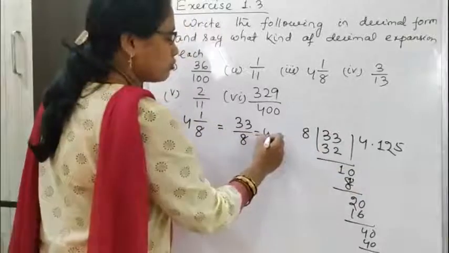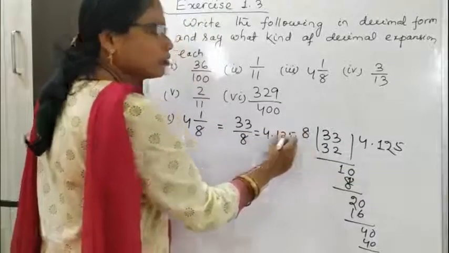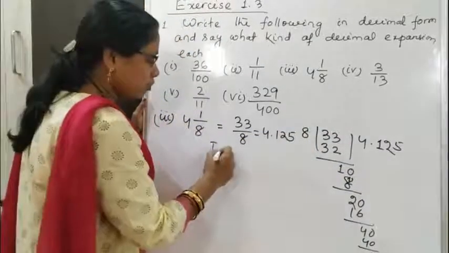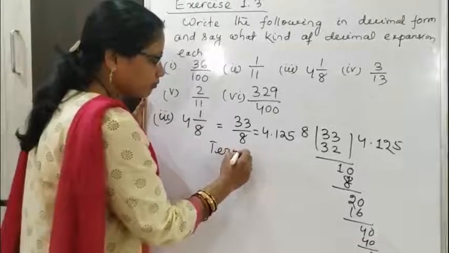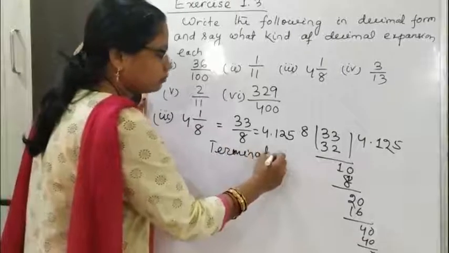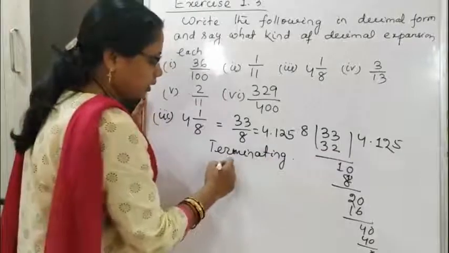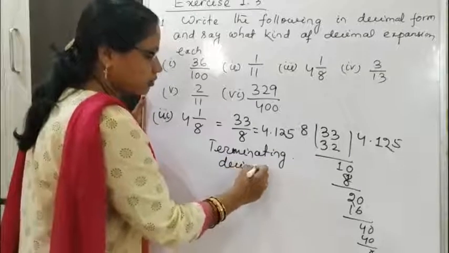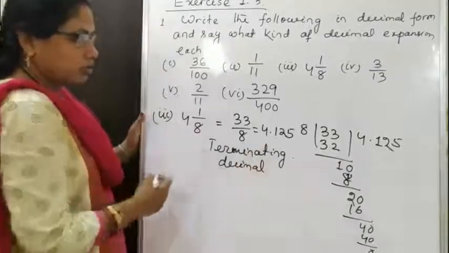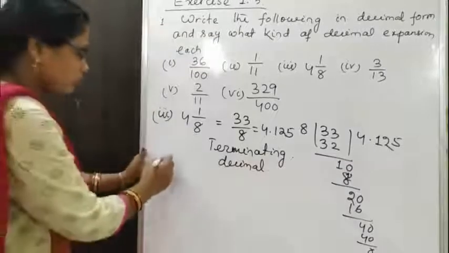So this is equal to 4.125. So this is a terminating decimal number. So next, come to number 4.